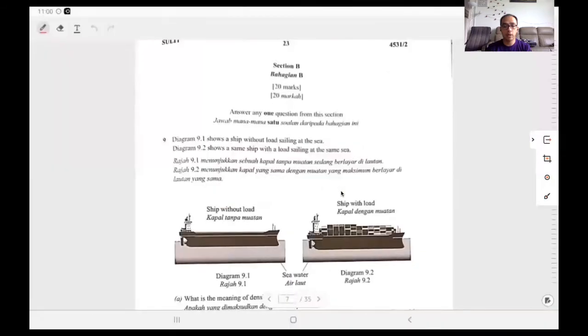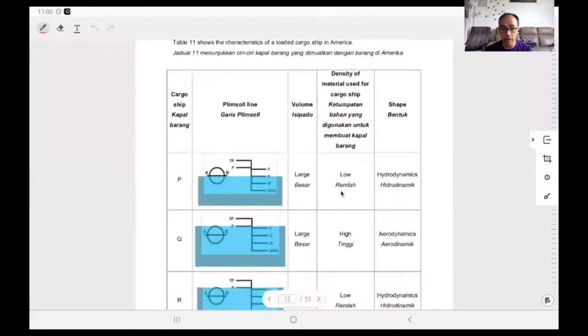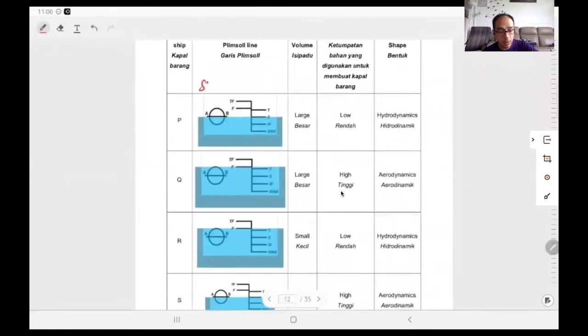Summer seawater load line. Everything else is gone. Okay, never mind. So summer seawater, summer temperature seawater load line. And the reason will be so that the ship will not sink.